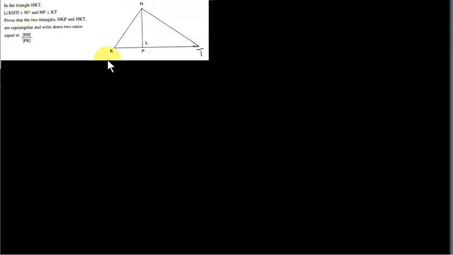In the triangle HKT, angle KHT is 90 degrees. So where is angle KHT? Well, the letter in the center here is the corner or vertex of that angle. So the vertex must be at H. One arm of the angle is KH, so this is one arm. The other arm is HT. So the angle lies between arm KH and HT. So this angle here is 90 degrees.